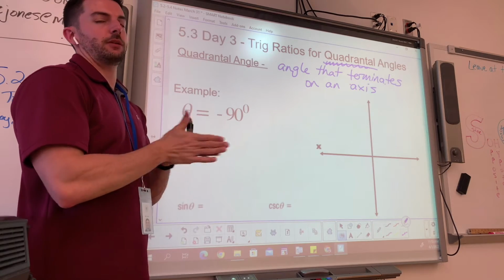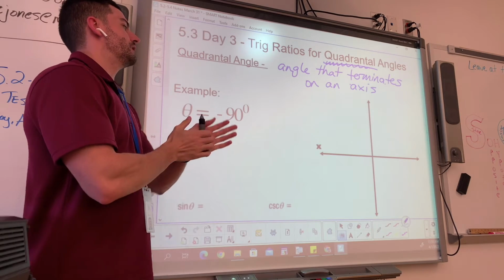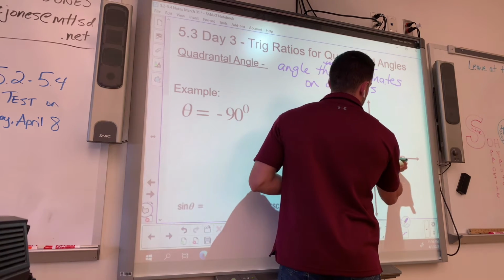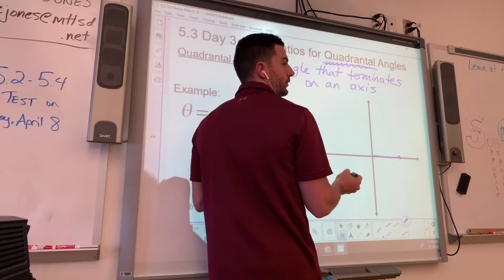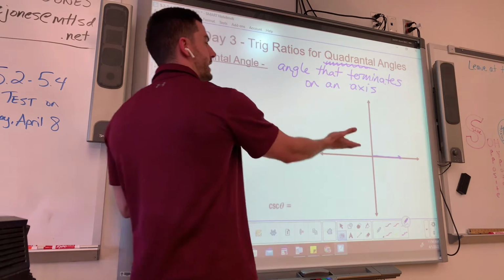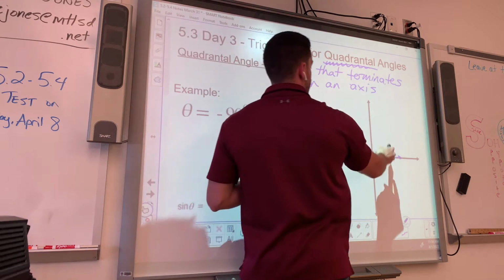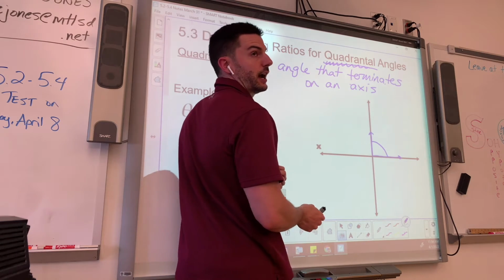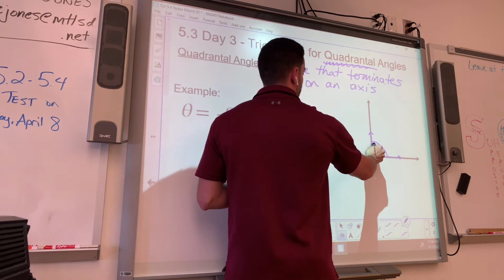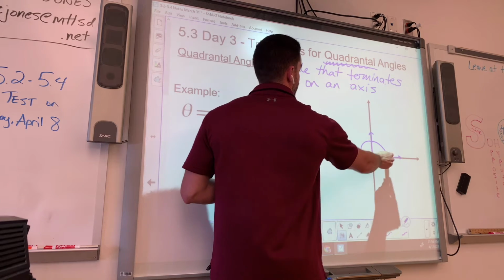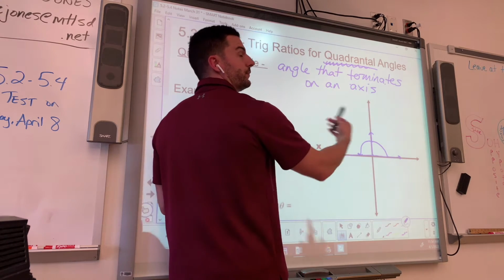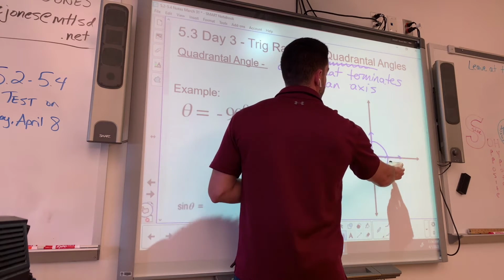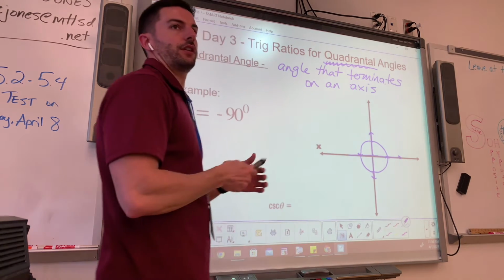An angle that terminates on an axis. So what does that mean? Well, you don't have to draw this because we'll use this for our actual example. But think about this: if you start on your initial side, an angle that terminates means the terminal side ends up on an axis. So first up, we would have 90 degrees. 90 degrees is a quadrantal angle. We would have 180 degrees, a full half turn, which ends up on the axis. 270, 360, and all the multiples of that.